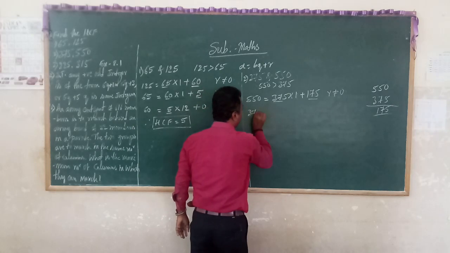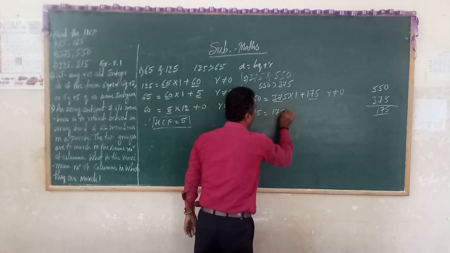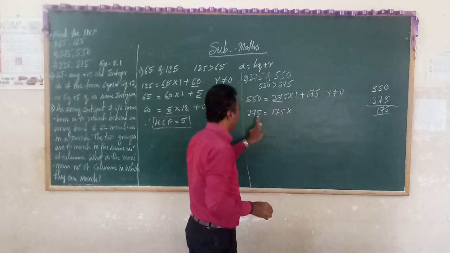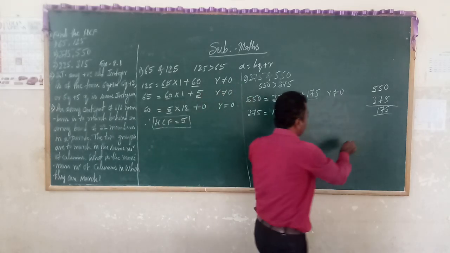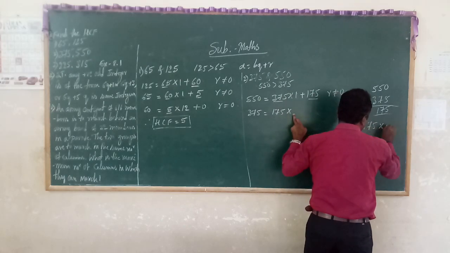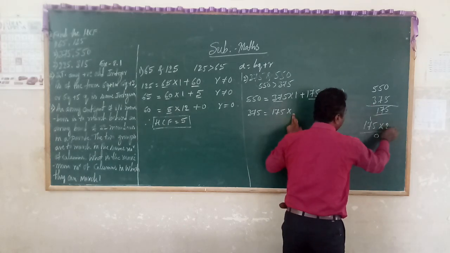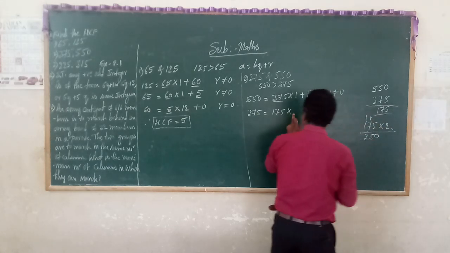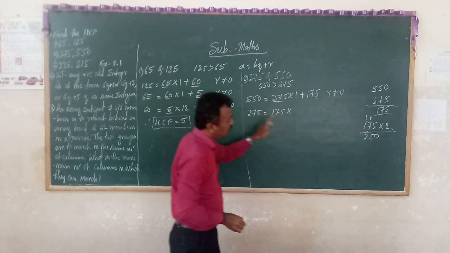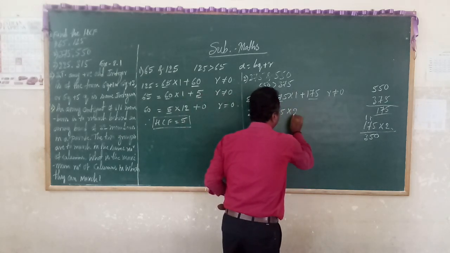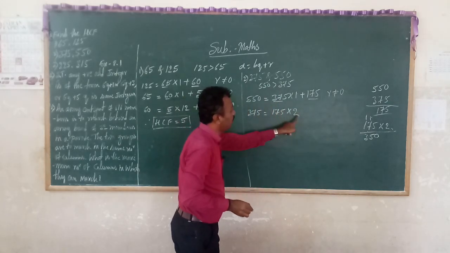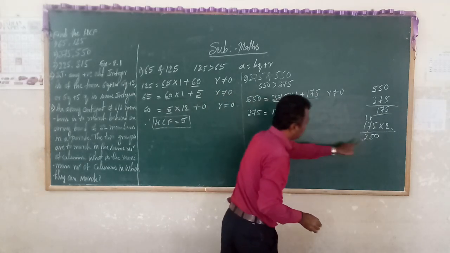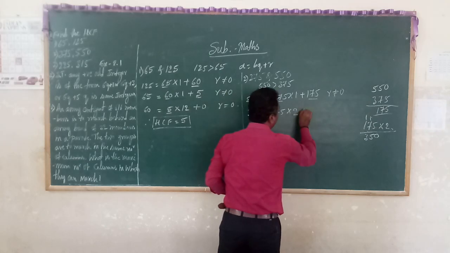So 375 is equal to 175 into something. 175 ones are 175. If you take 2s, how much does it become? 175 into 2: 2 fives are 10, carry 1; 2 sevens are 14 plus 1 is 15, carry 1; 2 ones are 2 plus 1 is 3. 350 is the result, so 375 will come. So I should take 2. 375 minus 350 becomes 25.